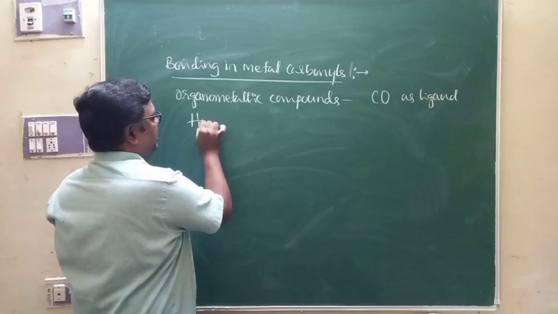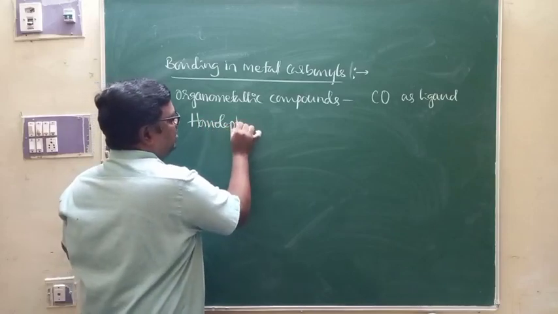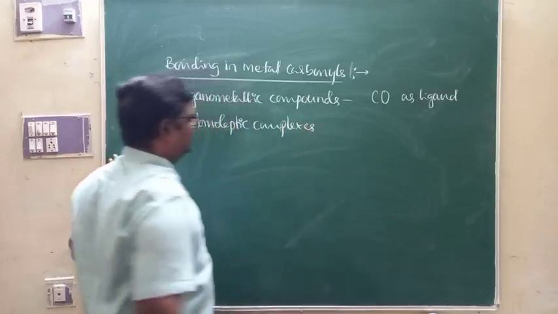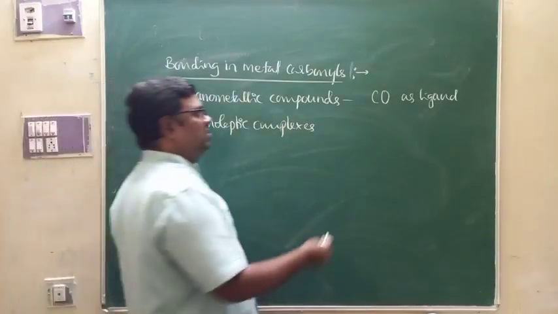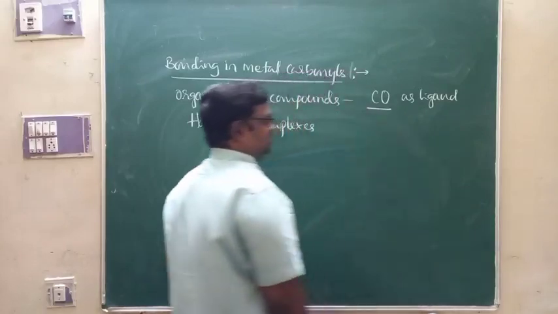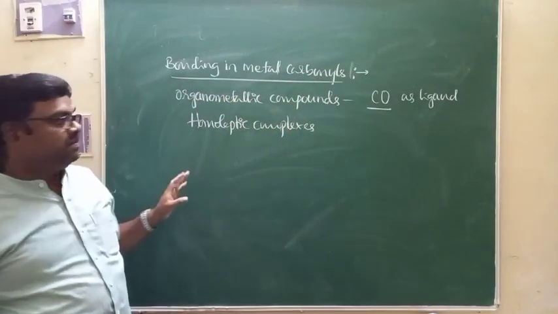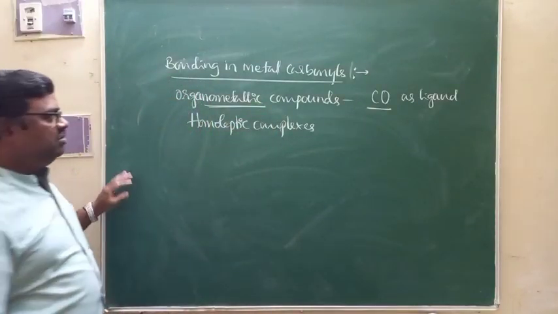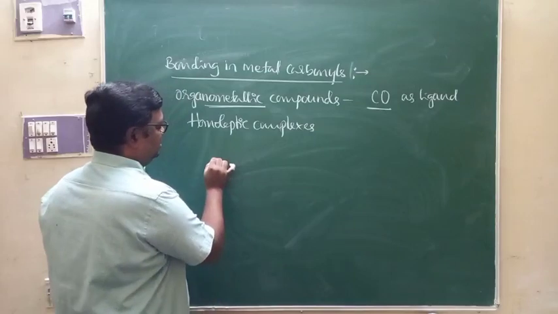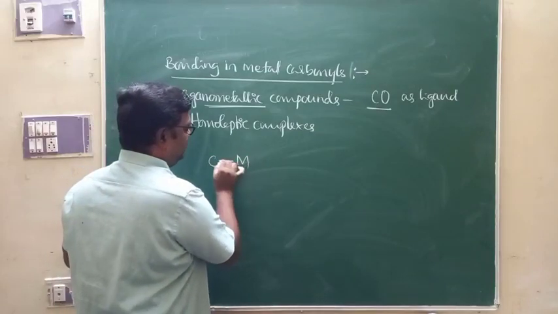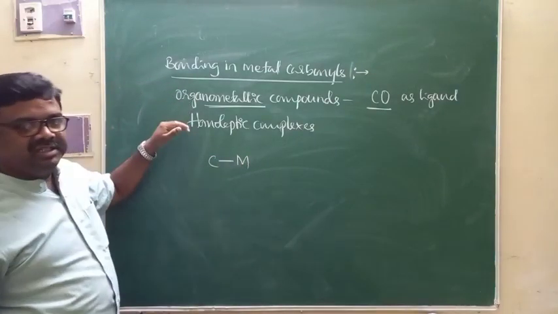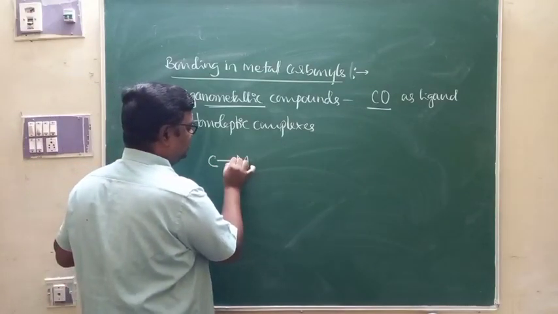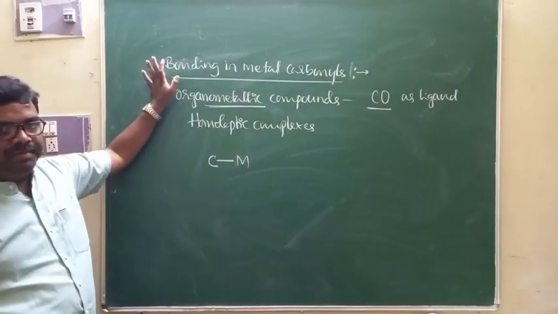And they are considered to be homoleptic complexes. Homoleptic complexes means they are the complexes containing only one type of ligand, that is carbon monoxide. That's why they are homoleptic complexes. So what's the meaning of that? Organometallic compounds are the compounds where there is a direct linkage between carbon and metal. Any chemical substance containing direct linkage between carbon and metal is called an organometallic compound.